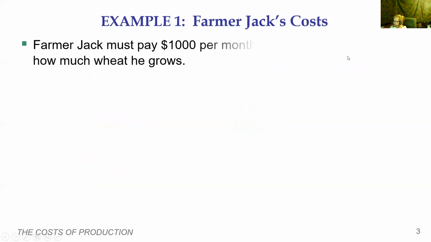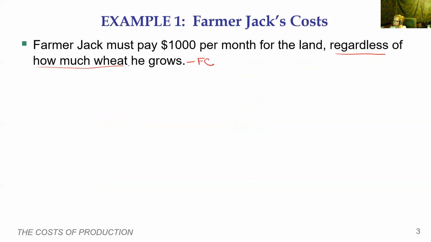So let's go ahead and take a look at Farmer Jack's cost. Farmer Jack must pay $1,000 per month for land regardless of how much wheat he grows. Would that be a fixed cost or a variable cost? If you said fixed cost, you're right. Because, how do I know? Because it's regardless of how much wheat he grows. So that's kind of my prompt to it. Plus it's land. Land is normally a fixed cost.